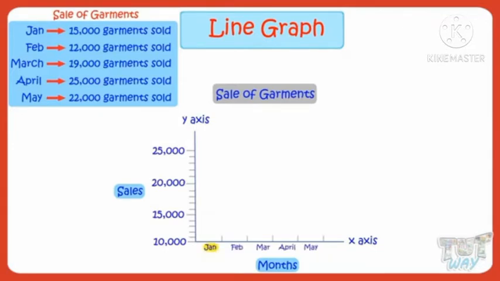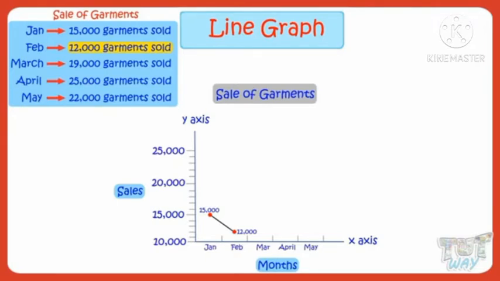Sale for January is 15,000 garments. So we will make a dot along the month of Jan and sale 15,000. Dear students, this dot shows the sale of January. Next, for February 12,000 garments were sold. So we will make a dot along the month Feb and sale 12,000. This dot shows the sale of February. Now join these two dots to make a line.